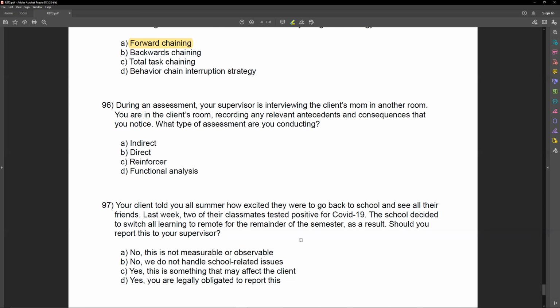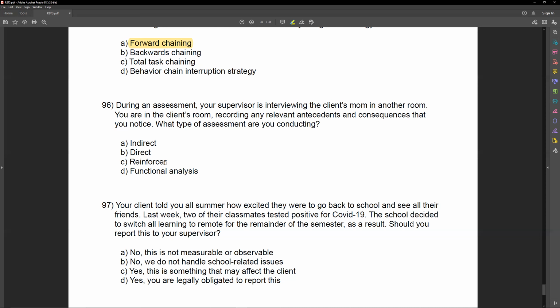So what are you doing? Well, you're directly assessing the client. A direct assessment is involved with the client. You're observing the client. You're observing behavior. You're taking notes, data on behavior, okay? That's what you're doing in this situation, directly observing the client.